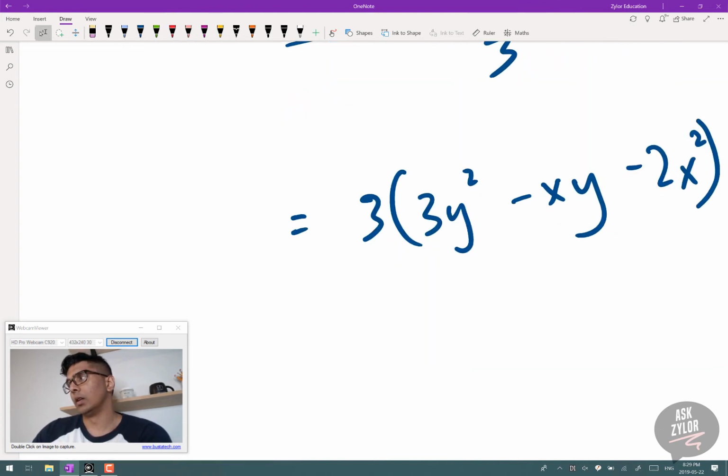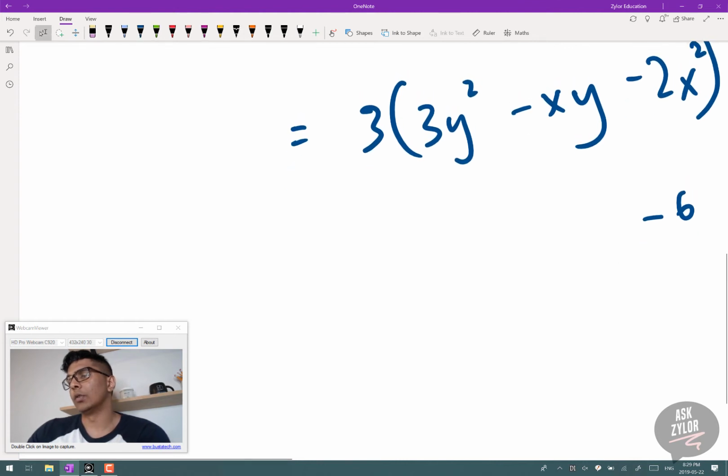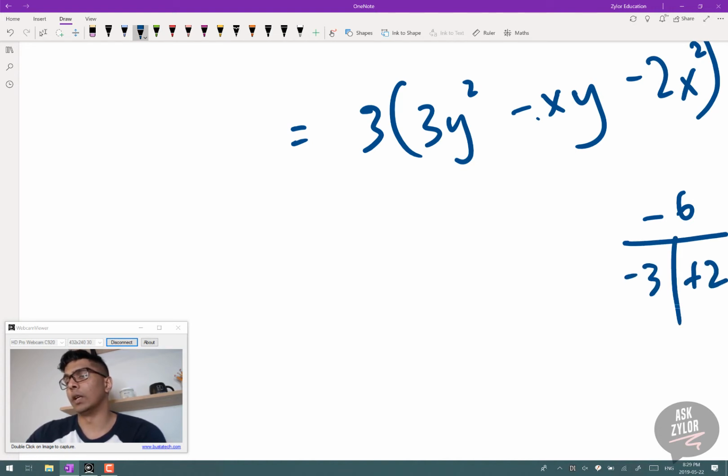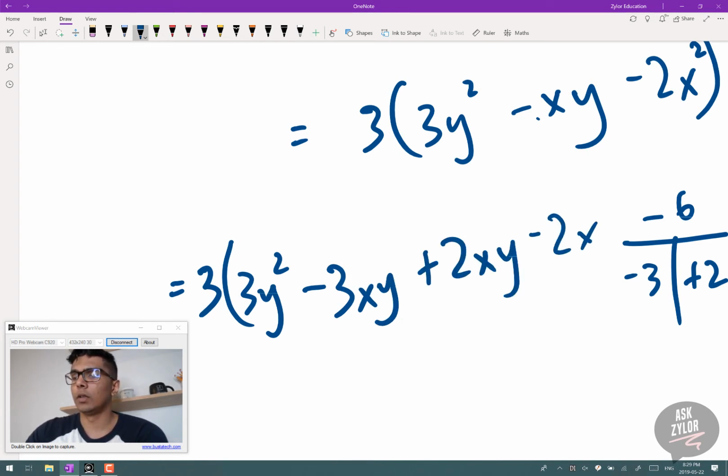Okay, so then I can basically look at what is 3 times negative 2, that's negative 6, and then try to look for common factors which add up to negative 1, right? So negative 3 and positive 2 would add up to negative 1. So I'm going to introduce 3y squared, negative 3xy, and positive 2xy into my equation, and leave the final term the way it is.